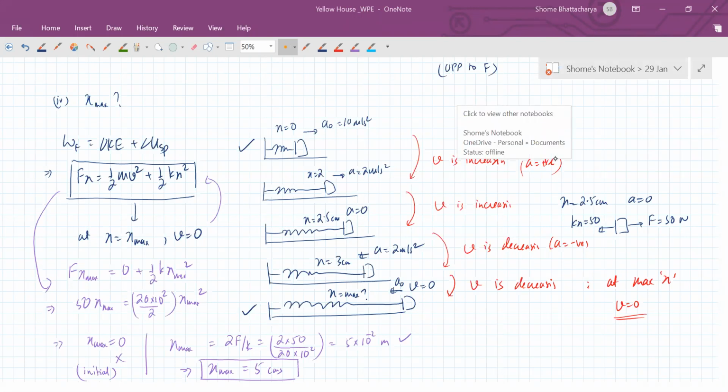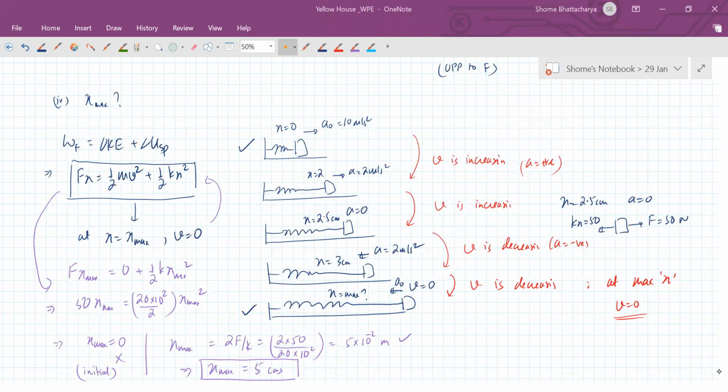That's correct. So when the acceleration is 0, what is the value of x? It is 2.5 centimeters or F by k. When the acceleration is 0, x is 2.5 or F by k. So at that moment, the speed is maximum. So in this above work energy equation, if I substitute x as 2.5 centimeters or F by k, I will get the value of v, which is maximum.